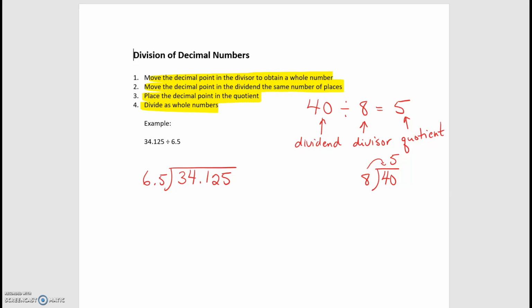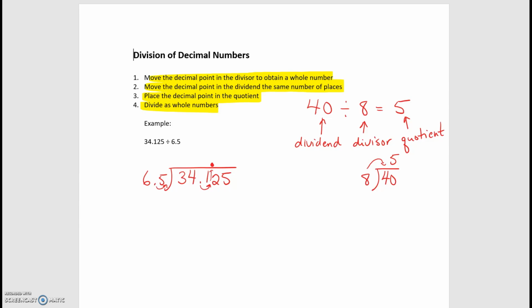So step 1 says move the decimal point in the divisor to obtain a whole number. So that decimal between 6 and 5 has to move to the right so that I'm now working with 65. And then step 2 says move the decimal point in the dividend the same number of places. 1 place. Place the decimal point in the quotient. So my answer will have my decimal place between that 1 and 2 in the quotient.